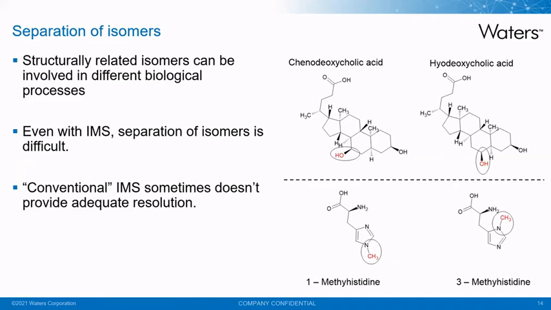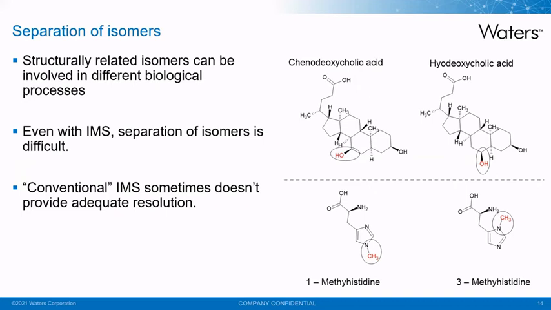So we know that a lot of structure-related isomers can have different biological processes and be affected by the biological system in different ways. So it's important to be able to differentiate between them. Even with ion mobility, a lot of the conventional mobility cells don't provide adequate resolution to separate them.